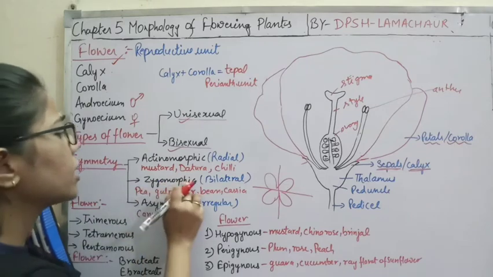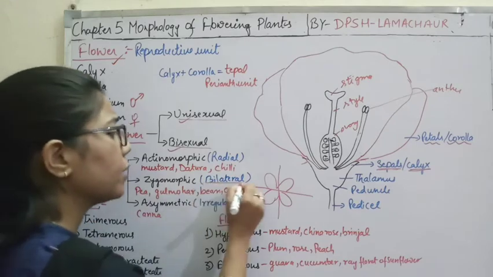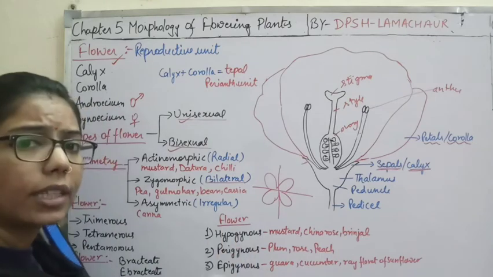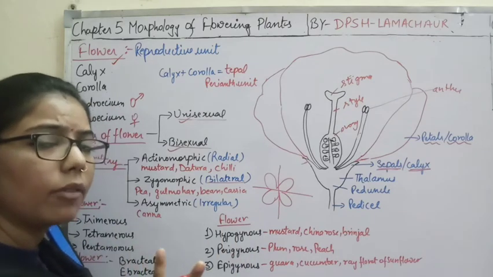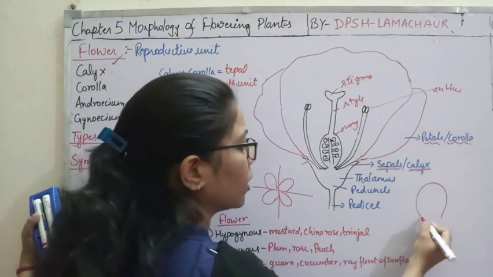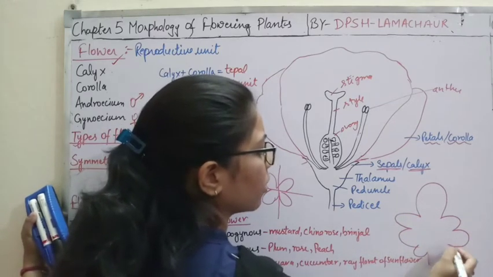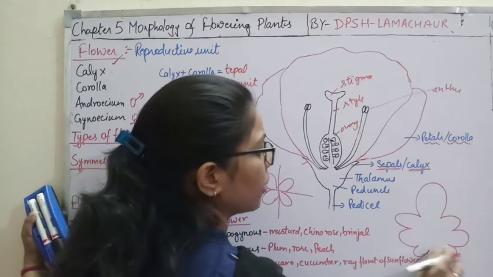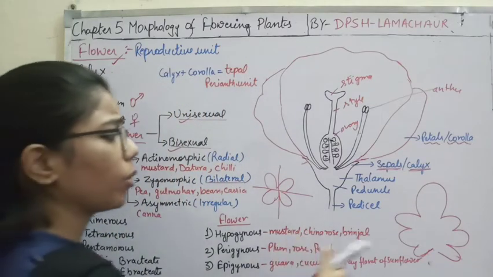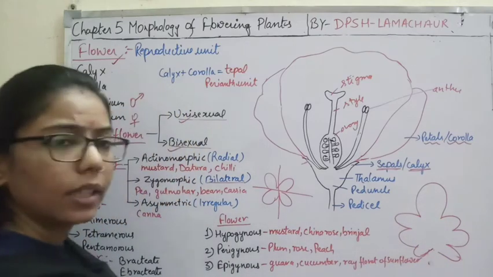Now if we talk about zygomorphic, it means bilateral symmetry. What is the meaning of bilateral symmetry? It can be divided into two equal halves only and only by one plane. For example, take this type of flower, which is present in the case of pea, where we have one standard, two wings and two keels.